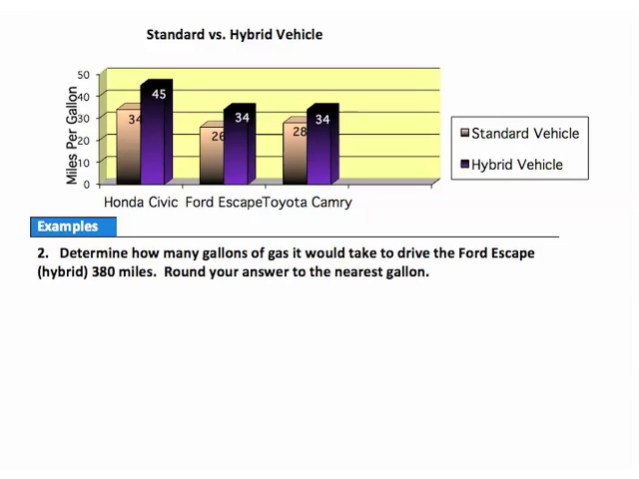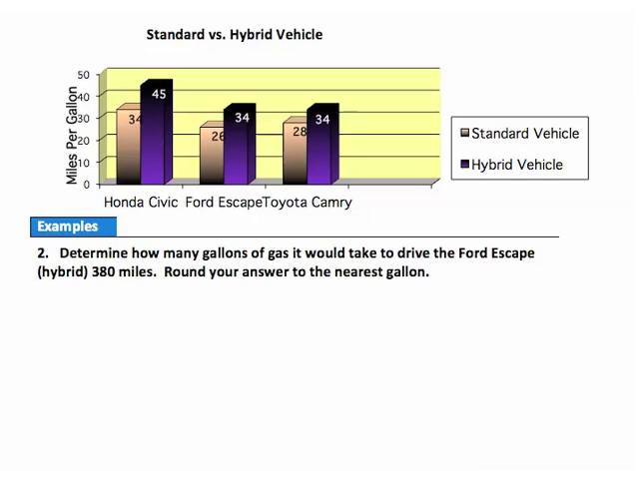Now let's take a look at an example that will help you understand how to read a bar graph. Example 2. Determine how many gallons of gas it would take to drive the Ford Escape Hybrid 380 miles. Round your answer to the nearest gallon. Alright, well let's take a look.